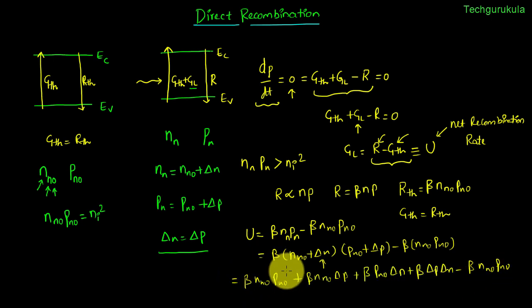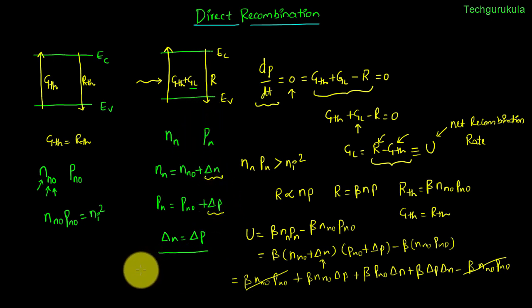Now we can cancel beta Nn0 Pn0 and beta Nn0 Pn0. Then we are left with these three terms. Now let me assume that, because of the illumination of light on the semiconductor, the excess carriers generated are far less compared to the majority carrier concentration present in the semiconductor.